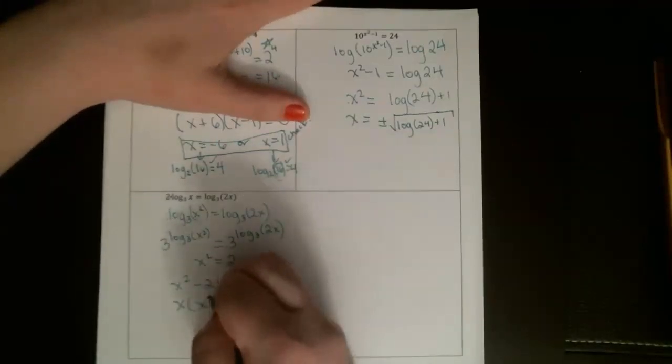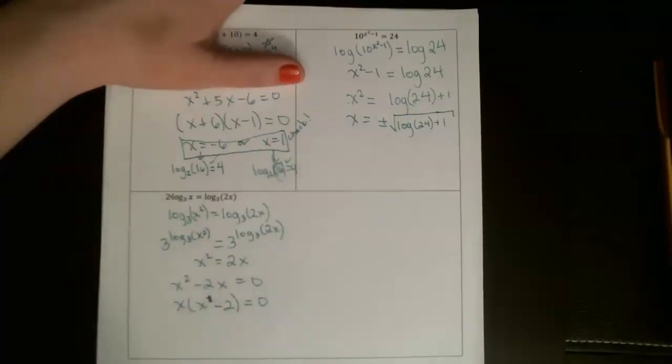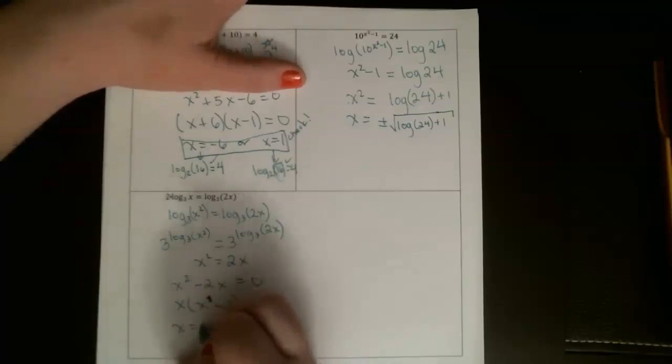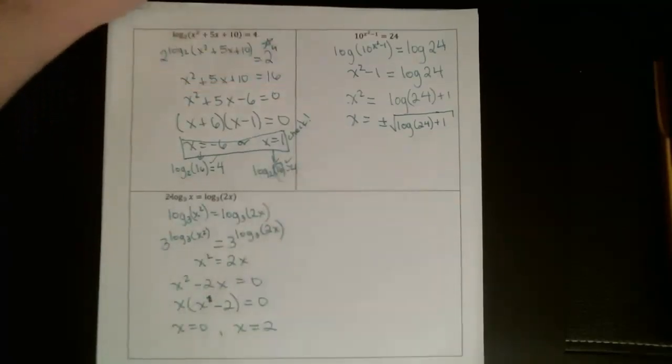Factoring, oops, no squared anymore. Factoring it out is dividing it out. It's just that it doesn't disappear completely. It stays sitting out in front. And you can see that you get solution x equals 0. That's the one you would have lost if you divided. And you get solution x equals 2.